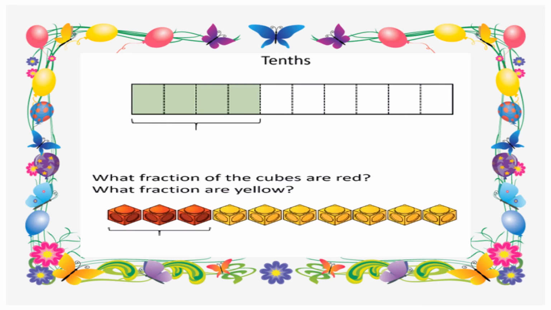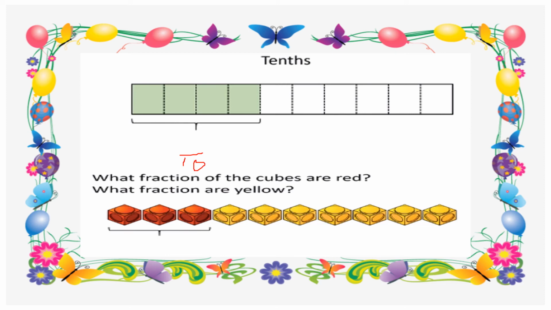Now, counting in tens. What fraction of this bar model is shaded and what fraction is unshaded? Let's count the total number first of all. We have 1, 2, 3, 4, 5, 6, 7, 8, 9, and 10. So our denominator is what? 10.